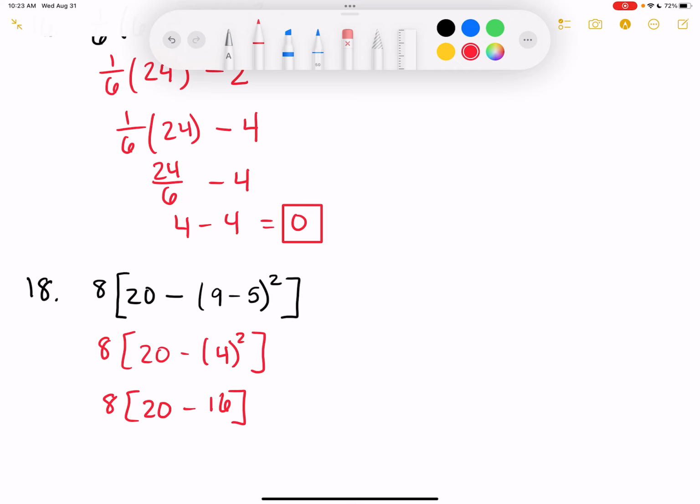And then now that I have it simplified down in the bracket, I can just do the subtraction. So 8, and then the bracket has 4 left in it. And so then lastly, you can do the multiplication part, because even though 8 is being multiplied by the 20 minus 16, we needed to finish everything that was in there. And so then that gives you 32.